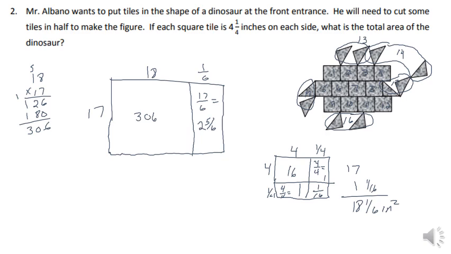306. So when you add these two together, we have 306 inches squared to 2 5/6 inches squared. So we're going to have 308 5/6 inches squared in total.